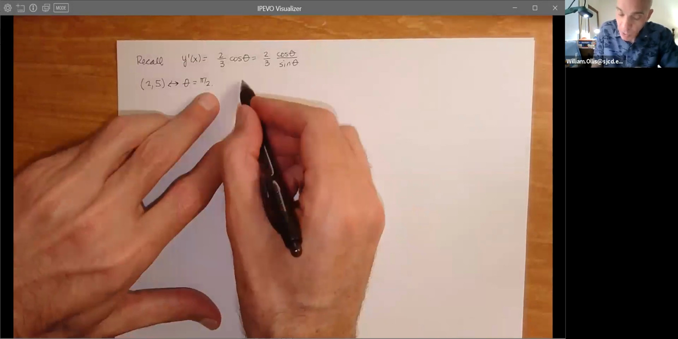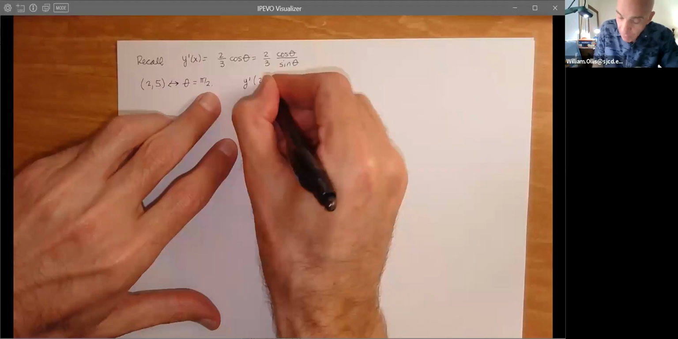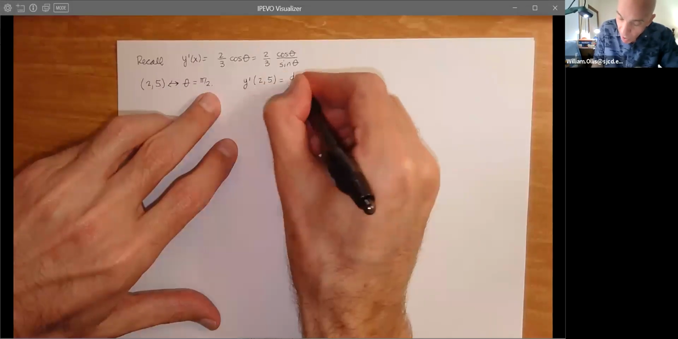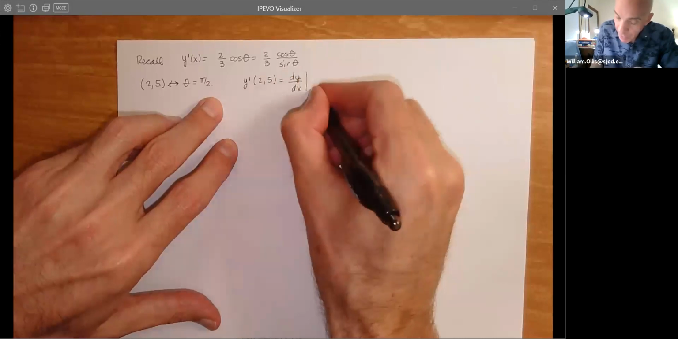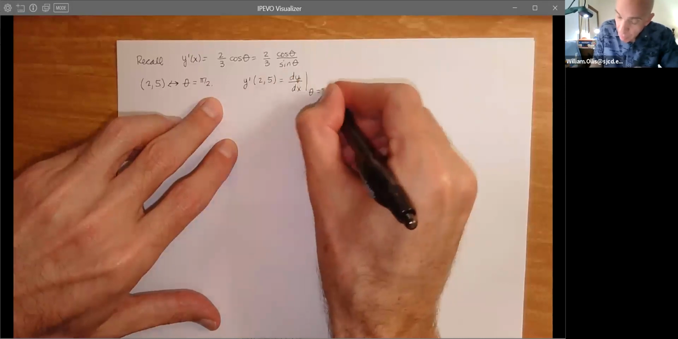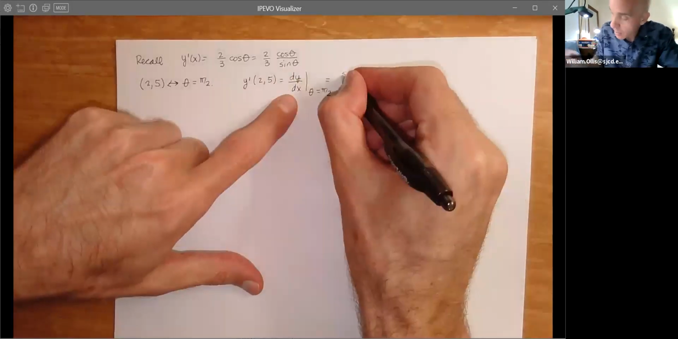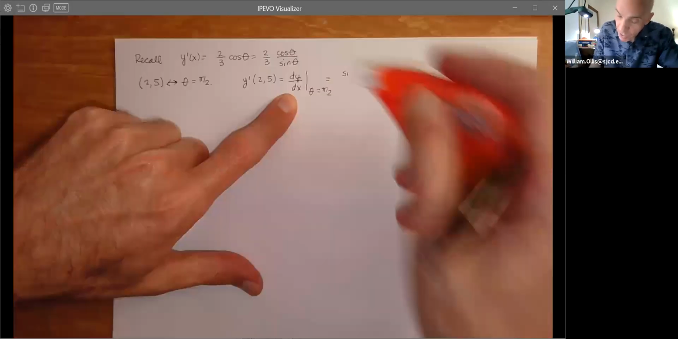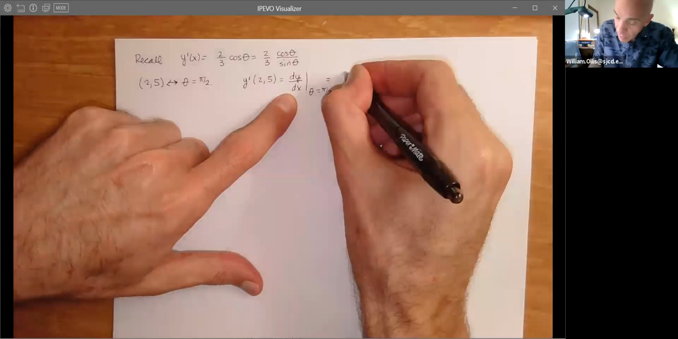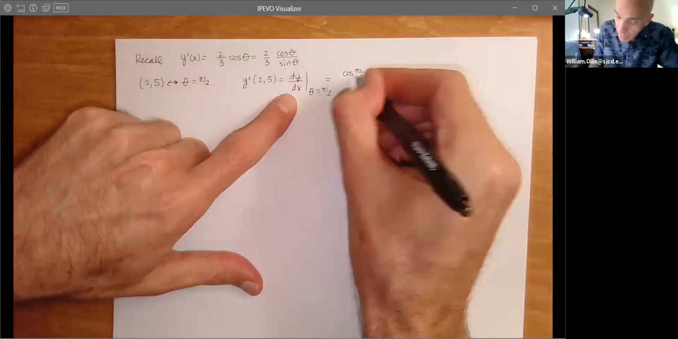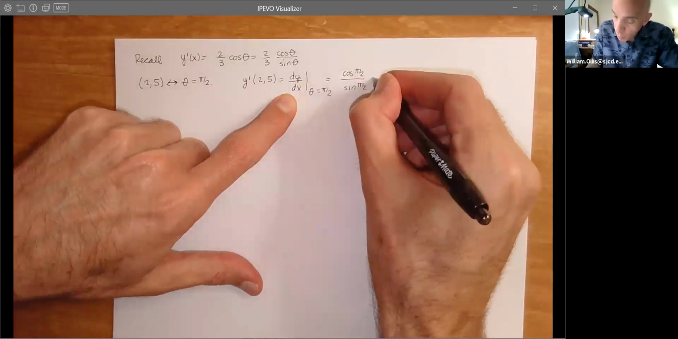So now when you say here, you'll say, okay, well, y prime at (2,5) will just be dy/dx for a parameter value of theta equal pi over 2. But now, of course, if we look at this, I can go ahead and write this out. This is cosine. You see, we're going to get a 0. So we get cosine of pi over 2 divided by sine of pi over 2. So that's 0 over 1, which is 0.